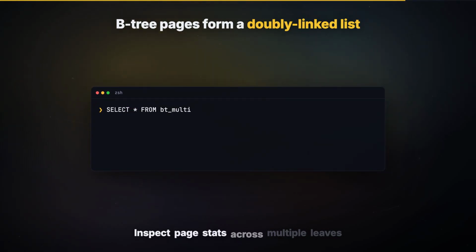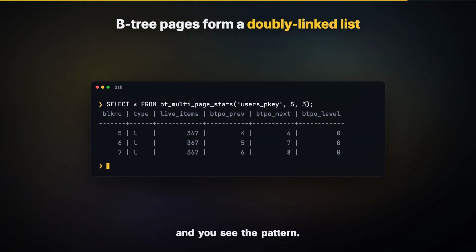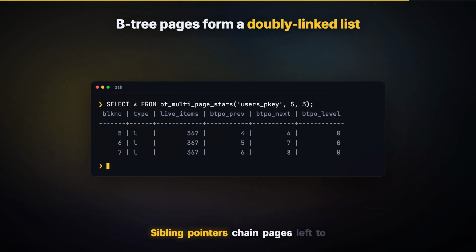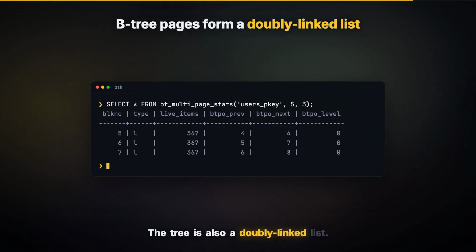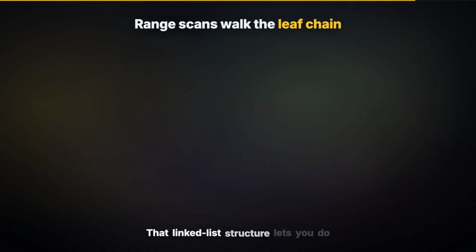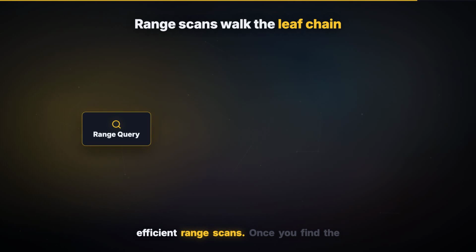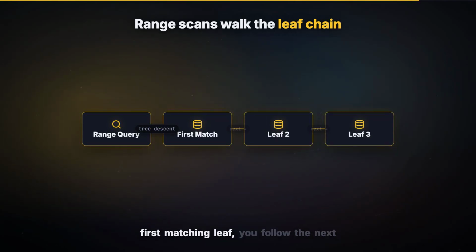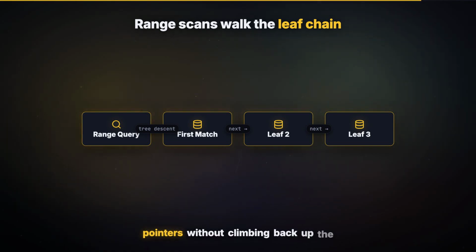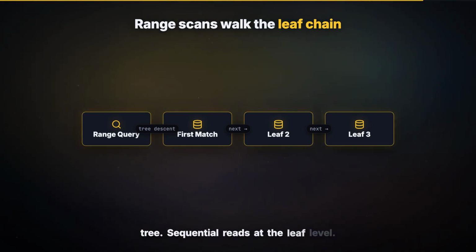Inspect page stats across multiple leaves, and you see the pattern. Sibling pointers chain pages left to right. Each leaf knows its level. The tree is also a doubly linked list. That linked list structure lets you do efficient range scans. Once you find the first matching leaf, you follow the next pointers without climbing back up the tree. Sequential reads at the leaf level.